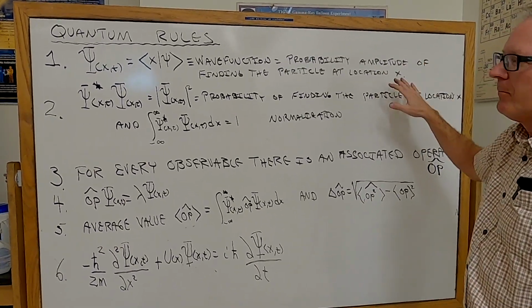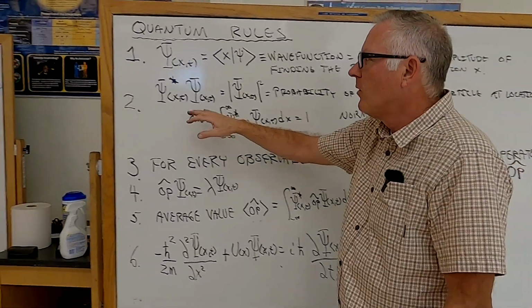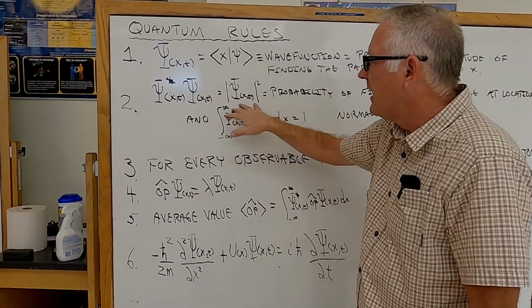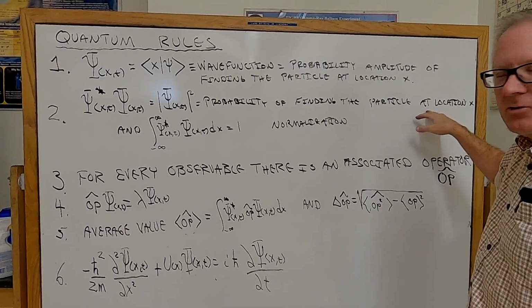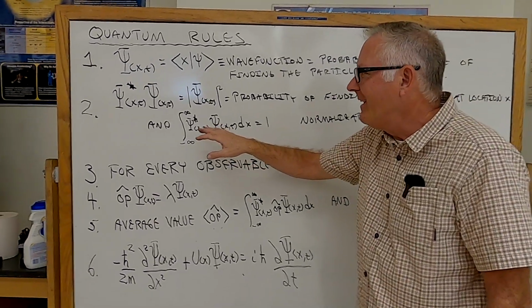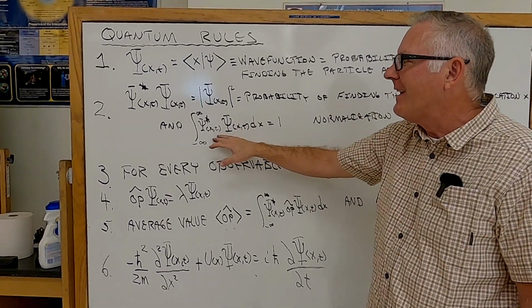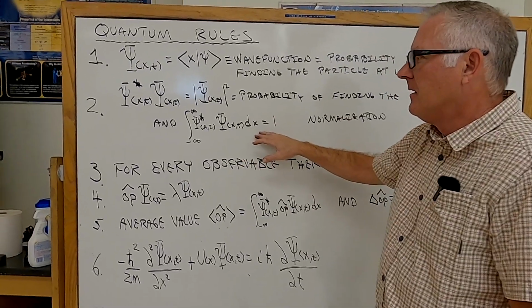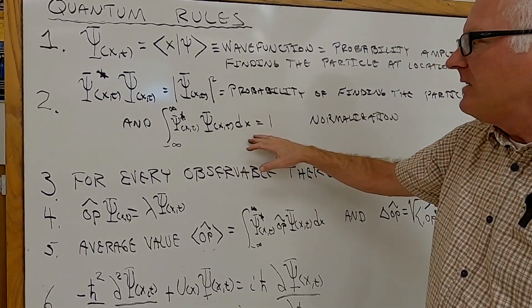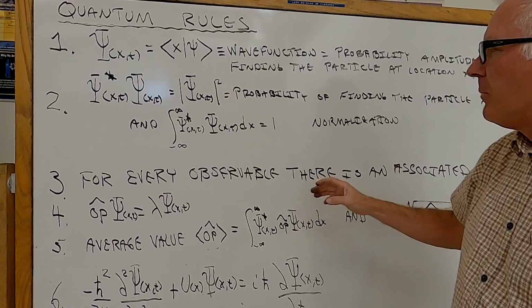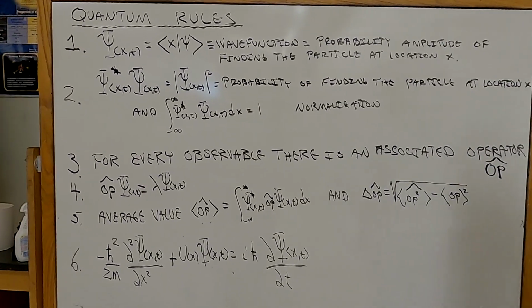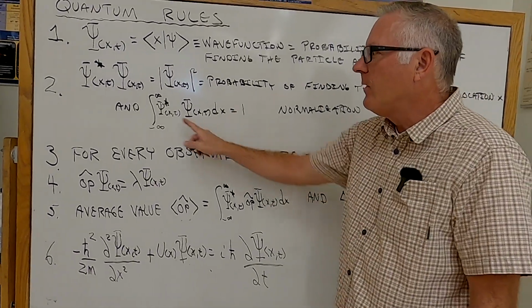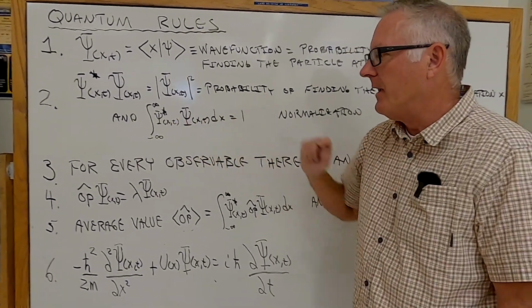It's the probability amplitude. Our second rule is that if we multiply it by its complex conjugate, that gives me the probability of finding the particle. And we have to make sure it's normalized. So if we integrate over every location, it has to be one, because the particle has to be someplace. That's our normalization. Usually when we get our psi, we have to make sure that it's normalized this way.